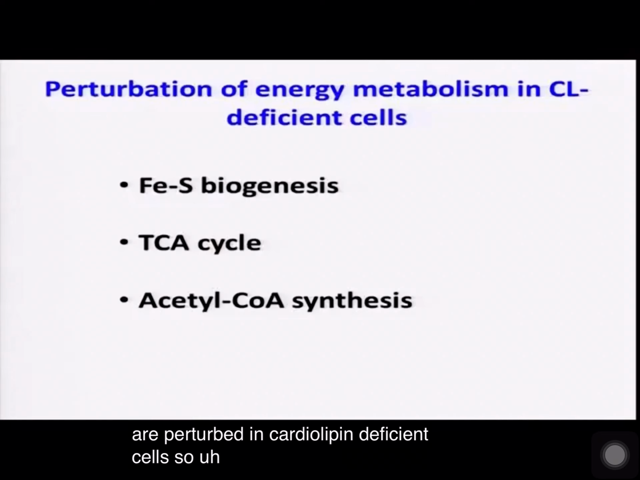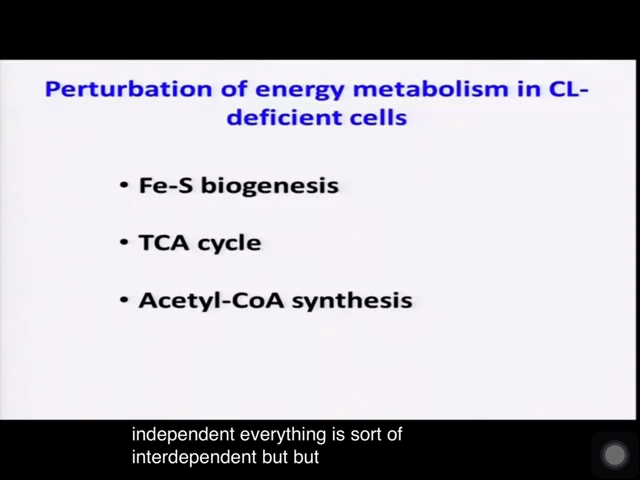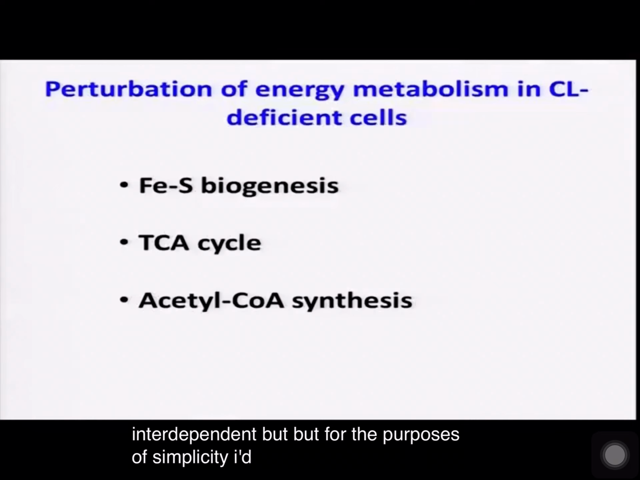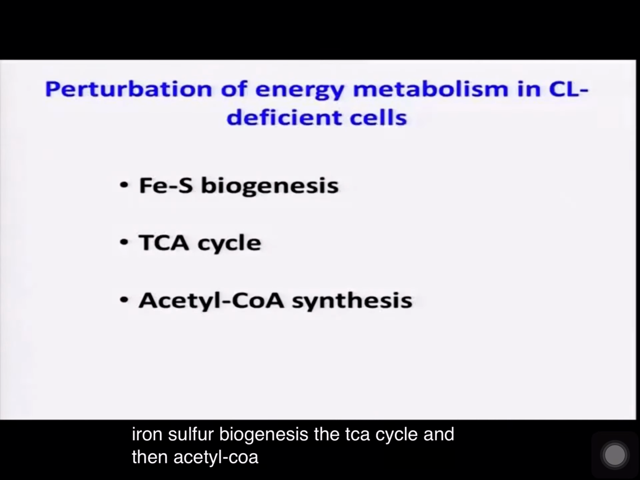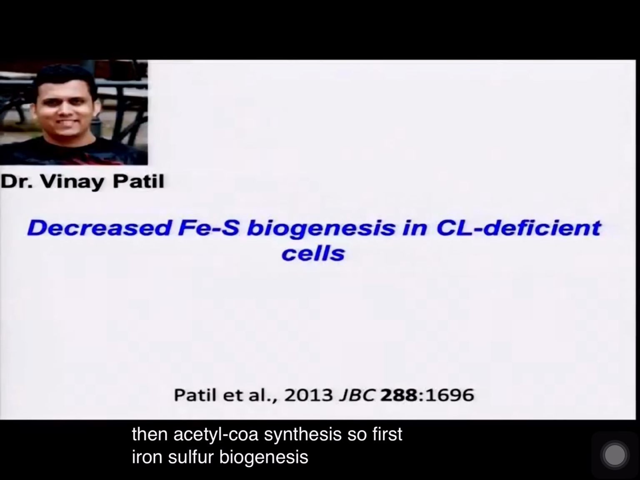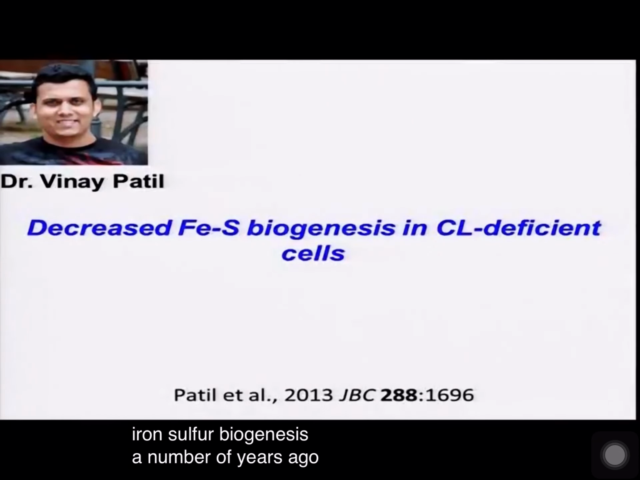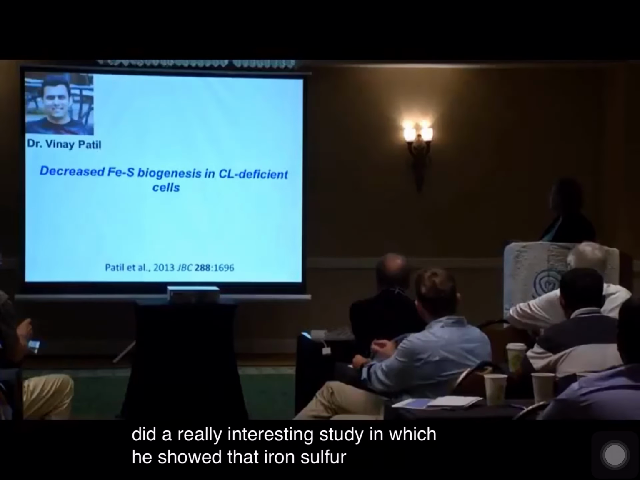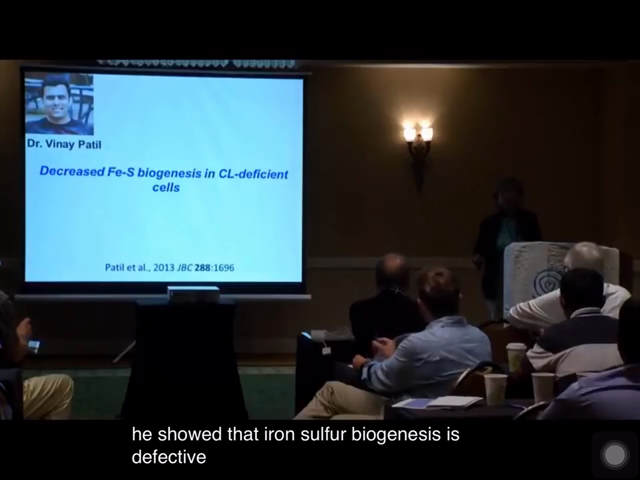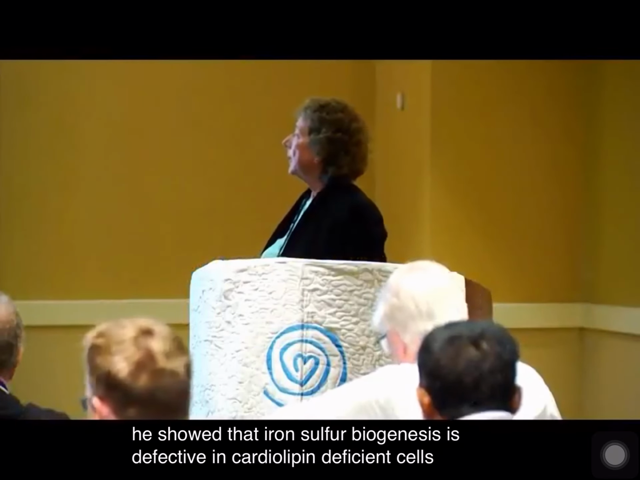So I have three sub-themes. They're not really independent. Everything is interdependent, but for the purposes of simplicity, I'd like to talk about iron-sulfur biogenesis, the TCA cycle, and then acetyl-CoA synthesis. So first, iron-sulfur biogenesis. A number of years ago, my former student, Dr. Vinay Patel, did a really interesting study in which he showed that iron-sulfur biogenesis is defective in cardiolipin-deficient cells.